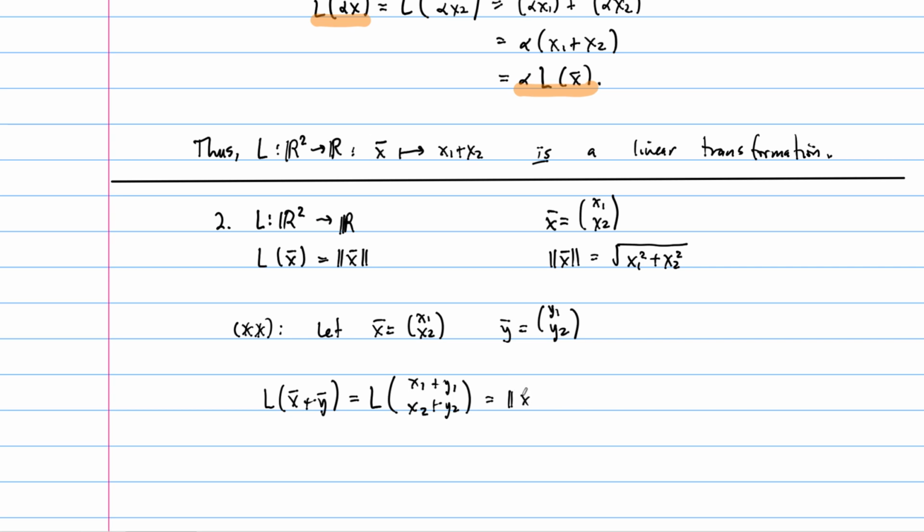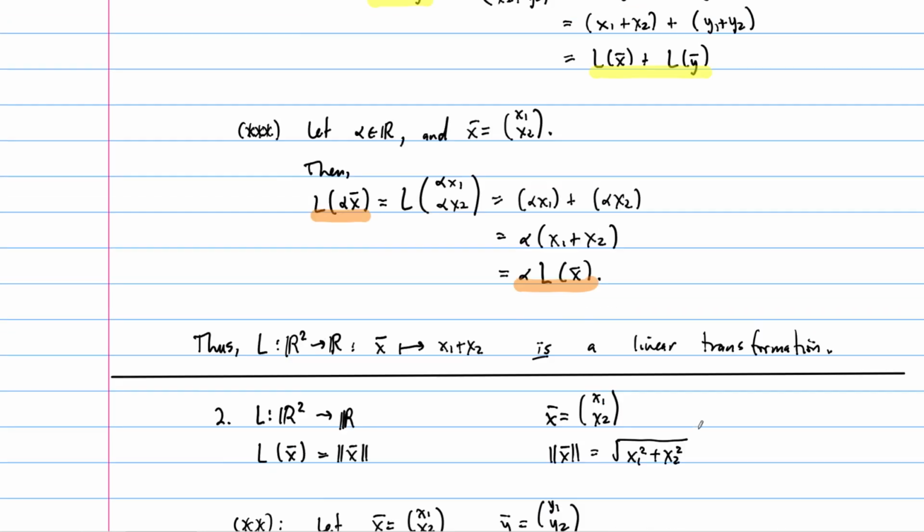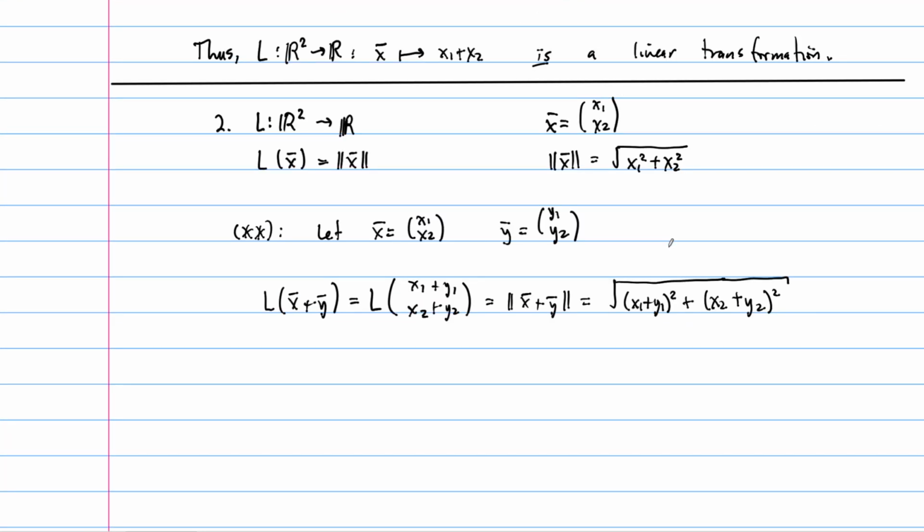So this is going to be the magnitude of x plus y, which is the square root. I'm kind of mixing notations here, but it's going to be applied to this. So this is now going to be the square root of (x1 plus y1) squared plus (x2 plus y2) squared. Now in this one, we could try to do some algebraic operations like we did in the previous one and factor out, and try to get this to be exactly the magnitude of x plus the magnitude of y. But instead, let's look at the other side.